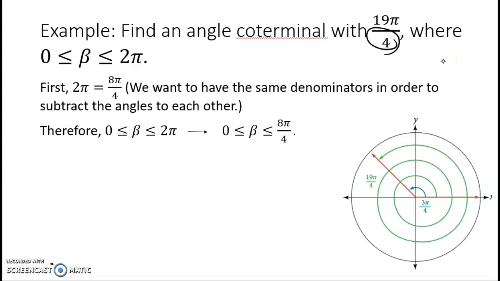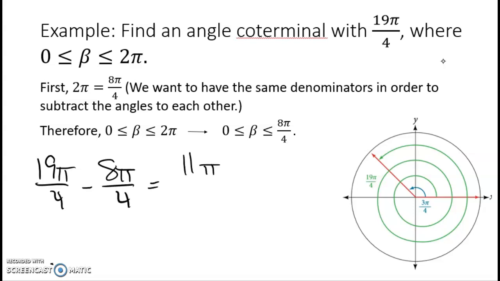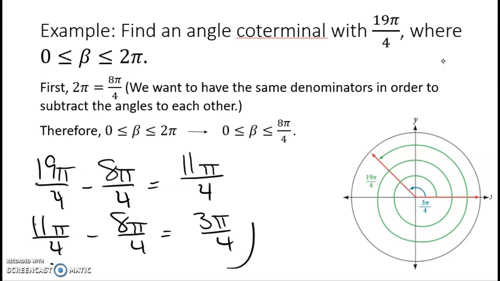Okay, now because this 19 pi over 4 is bigger than the 8 pi over 4, and we're trying to get an angle between 0 and 8 pi over 4, we need to subtract. So 19 pi over 4 minus 8 pi over 4 gives us 11 pi over 4, which is still bigger than the 8 pi over 4, so we'll take 11 pi over 4 minus 8 pi over 4 again, and that will give us 3 pi over 4. That will be our final answer.